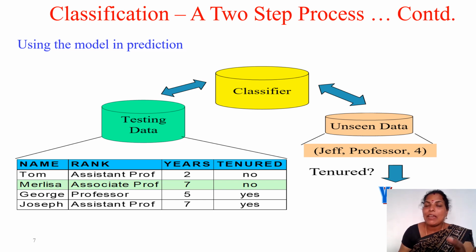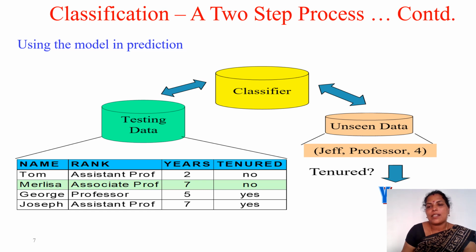But this is mainly for testing the constructed model. For any unknown data coming in, the output is not known. We just have to use this model to predict or classify the given data. So here we have the testing data and the classifier. Then the unseen data is passed on to the classifier, and it will analyze whatever rules were constructed by the model. Here it is a decision tree, so some rules are constructed from the model, and based on that it will predict or classify Jeff, professor, 4.